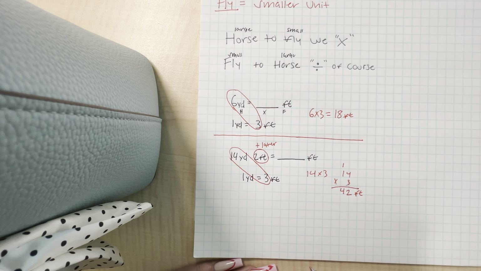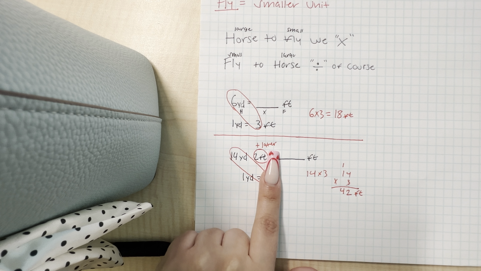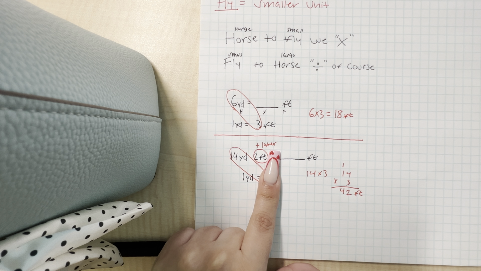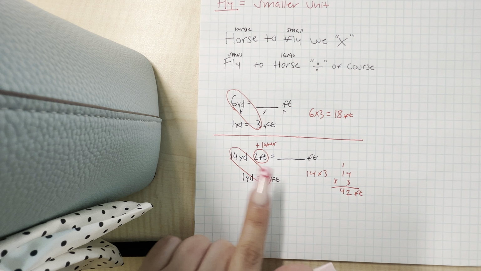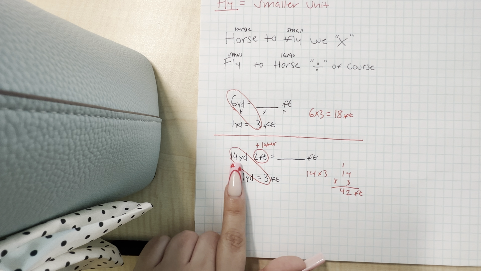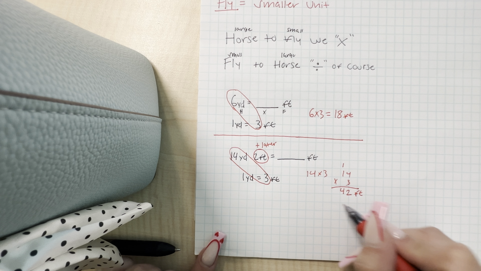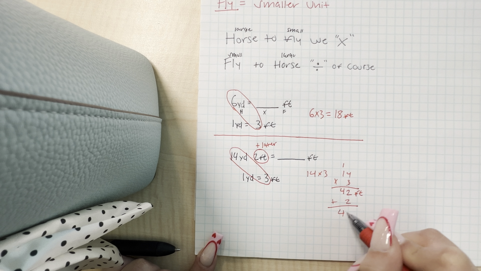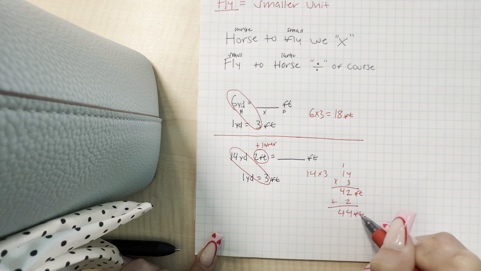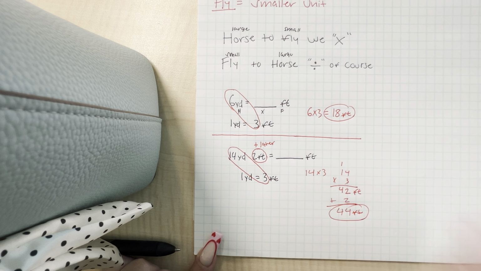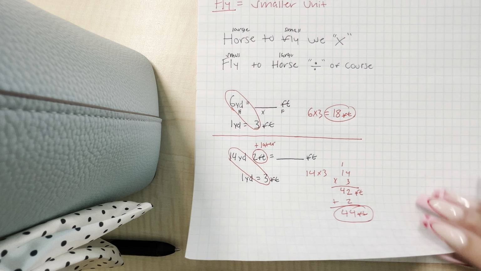I'm hoping you said, wait, Miss Torres, you are wrong. Because I am. What did we say we were going to do? We were going to add 2 feet later at the end because we have these two that came with our original problem. So 42 plus 2 would be 44 feet in total. Alrighty. Let's go ahead and do some more examples together.